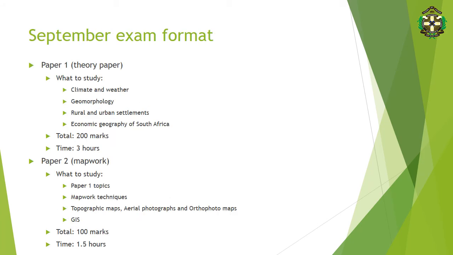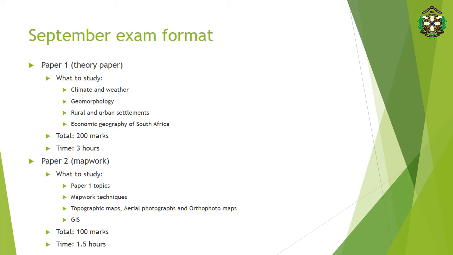What will the September exams look like? For geography, we have 2 papers. Paper 1, the theory paper. We also then have paper 2, the map work paper. Paper 1 will consist of questions from climate and weather, geomorphology, rural and urban settlements, as well as economic geography of South Africa. The total for this paper will be 200 marks and the length will be 3 hours.